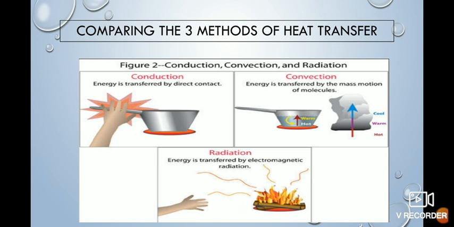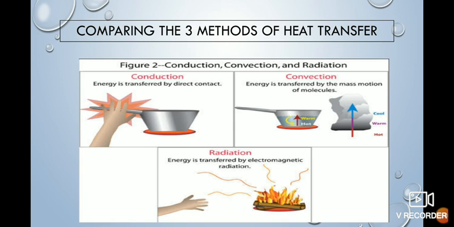So, to conclude, let us compare the three methods of heat transfer. We learned that there are three methods of heat transfer. They are conduction, convection, and radiation. Conduction is the transfer of heat directly, only when the objects are directly in contact. Convection occurs in fluids, that is gases and liquids, and here the molecules move, whereas in conduction the molecules do not move. And in radiation there is no medium required and heat transfers in the form of electromagnetic radiation.